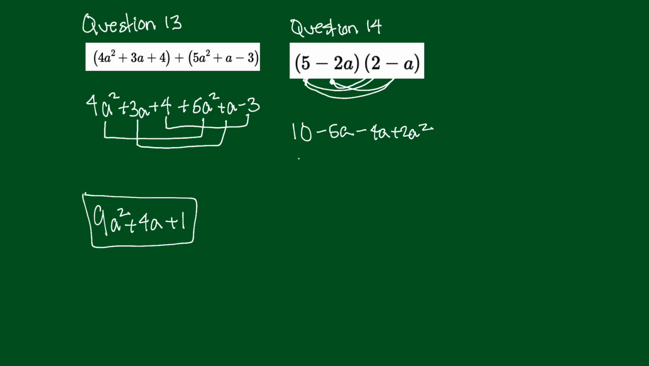Combine terms. I've got that 10. I got negative 5a's and negative 4a's. I'm down 5. I lose 4 more. I'm down 9. Negative 9a's. And then plus 2a squared.